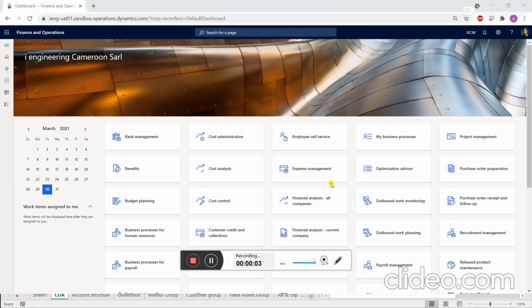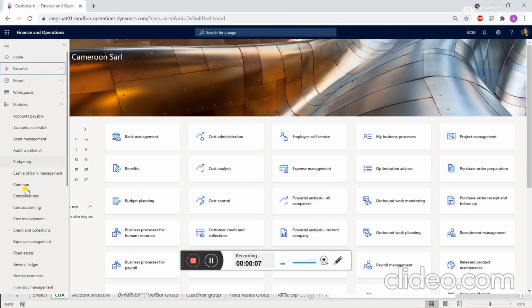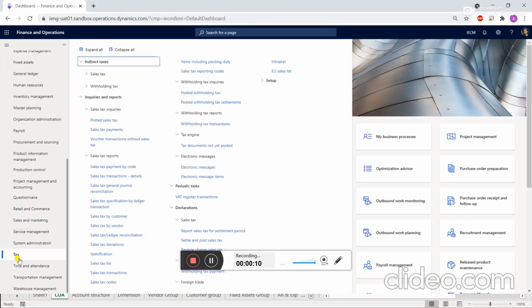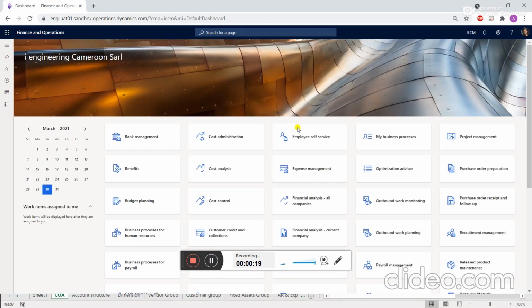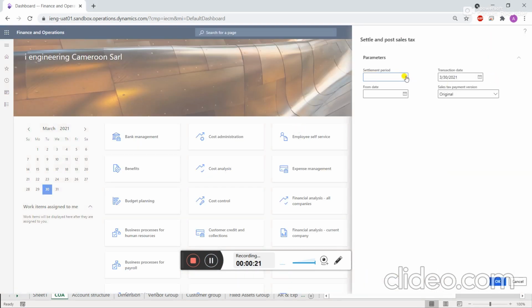Now to do the VAT accounting or to settle the VAT payment, you have to go to the tax module. Under the tax module, you have to select settle and post sales tax. When you come over here, there's a drop down list available. We'll always settle the tax which is in the normal account, not in the conditional account. All right, so select the monthly settlement.